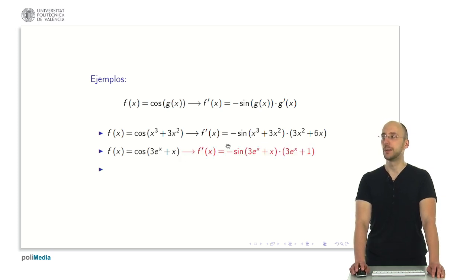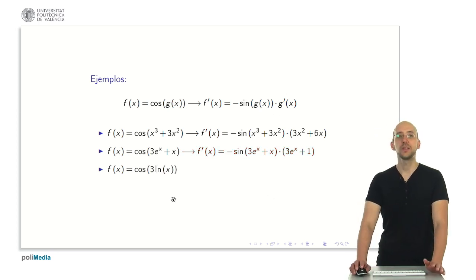We apply the formula, and the cosine is transformed into minus sine, and this function is left exactly the same here, times the derivative of this function. The derivative of e raised to the power of x is e raised to the power of x itself. Therefore, when we have 3 times e raised to the power of x, the derivative is simply 3e raised to the power of x. Additionally, the derivative of x is 1. We just follow the pattern outlined by this formula.